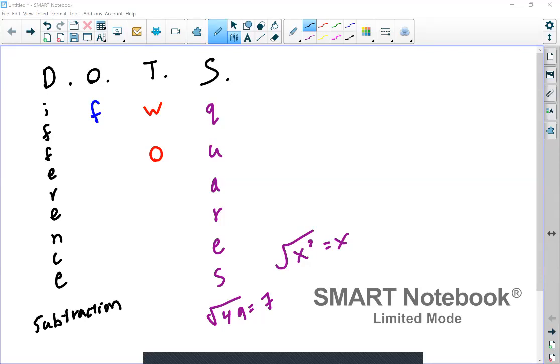And the dots method stands for a difference of two squares, where the difference means we're seeing subtraction, two meaning there's two terms, and squares meaning perfect squares, such as the square root of 49 equals 7, and the square root of x squared equals x. So let's move on to our first example.